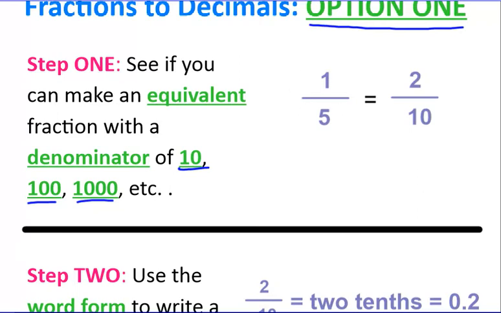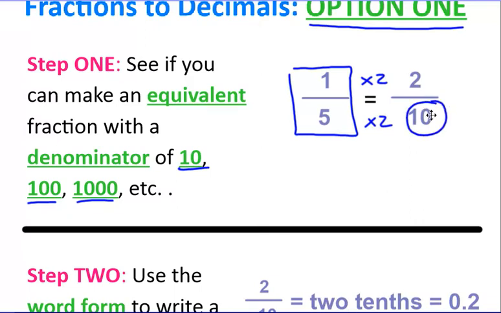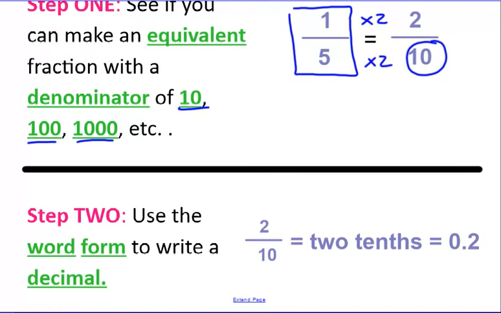So for example, if I gave you the fraction 1/5 and I said make a decimal, what you could do is you could take this 5 and multiply it times 2 to make 10. And then you also multiply the top times 2 and you'll get 2. So you have 2 over 10. Now, once you have the bottom as 10, you can say that this is 2/10, and we move on to step 2. So 2 over 10 is 2/10, which is 0.2.